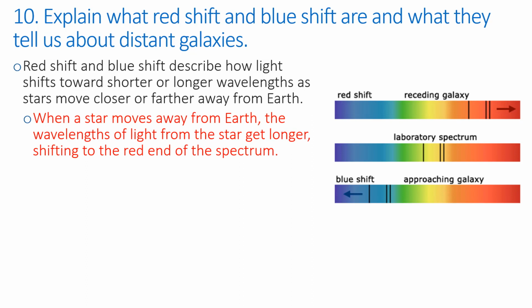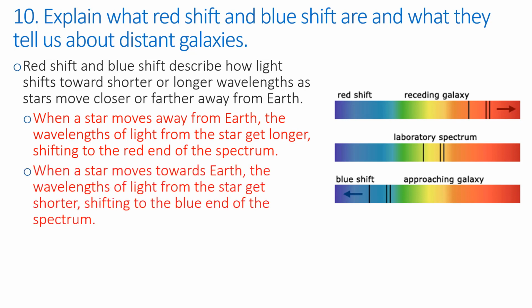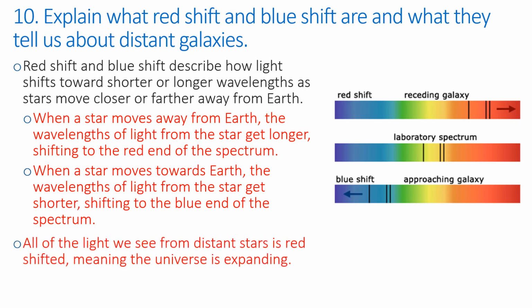When a star moves away from Earth, the wavelengths of light from the star get longer, shifting towards the red end of the spectrum. If a star was moving towards Earth, the wavelengths of light would get shorter, so shifting to the blue end of the spectrum. Because all of the light that we see from distant stars is red shifted, this tells us that all of these galaxies are moving away from us, which means that the universe is expanding.